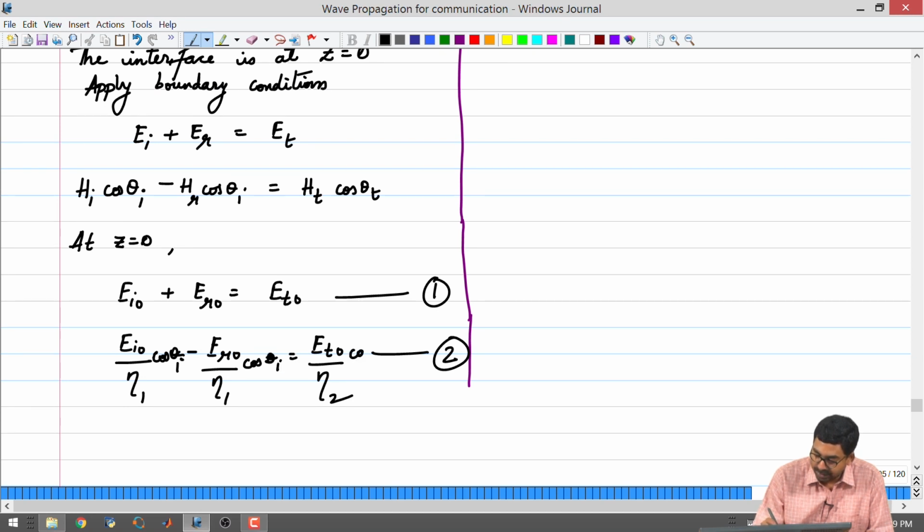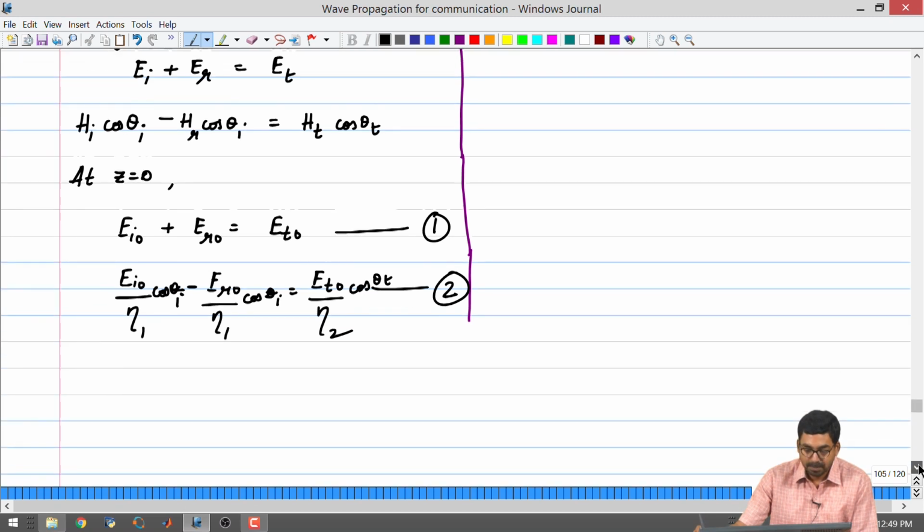So, this will be cos theta t on the right side. Again, theta I is given, and theta t is something you can calculate from Snell's law, because you have been given epsilon 1, epsilon 2, mu 1 and mu 2. Then n1 sin theta I equals n2 sin theta t, so you should be able to calculate theta t. These are known quantities. We wish to find ER naught by EI naught and ET naught by EI naught.